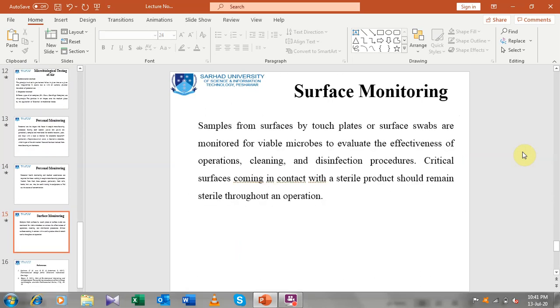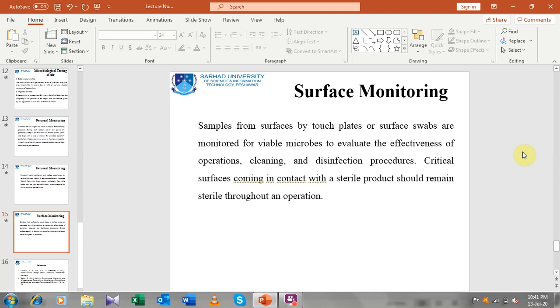You can take samples from surfaces by touch plates. The plates are sterile, and surface swabs are taken, and these are touched with the particular surface which we are interested to monitor. Surface swabs are monitored for viable microorganisms or microbes, to evaluate the effectiveness of operation and cleaning. If we have cleaned a particular area or surface, we should check it with touch plates as well as any other suitable method, that is the surface swab, to monitor viable microbes and to check the operation, the cleaning, and disinfection procedure.